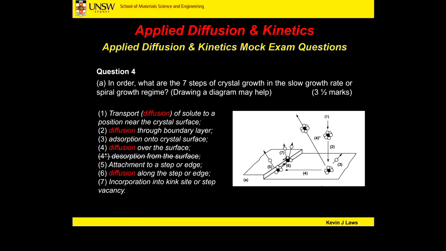So I won't go through them in detail. It's pretty self-explanatory once you've got the slide there in front of you as to what's going on. But hopefully this mechanism makes sense to you. Often students in past exams have forgotten the boundary layer, diffusion through the boundary layer. That's one that's commonly forgotten.